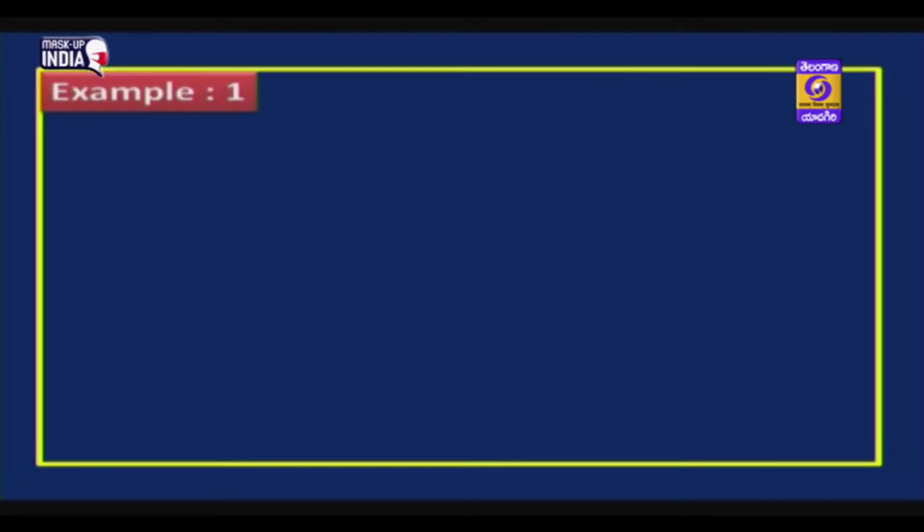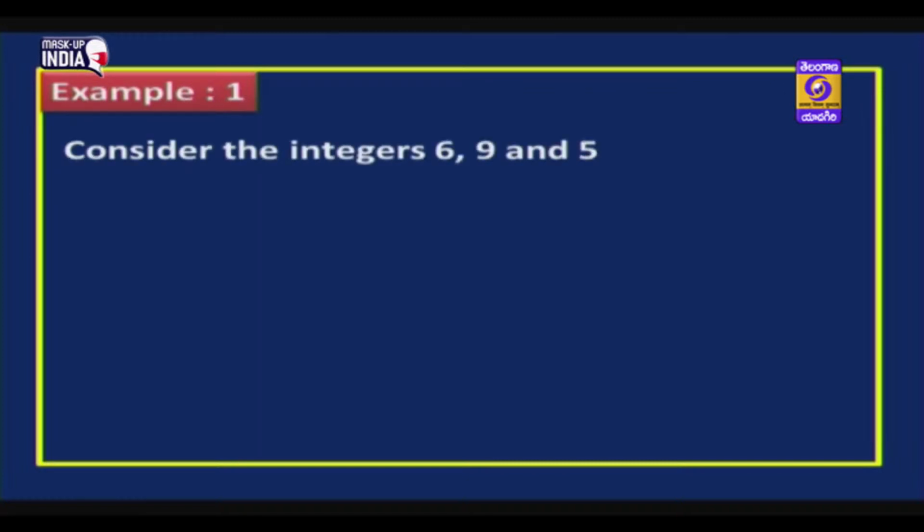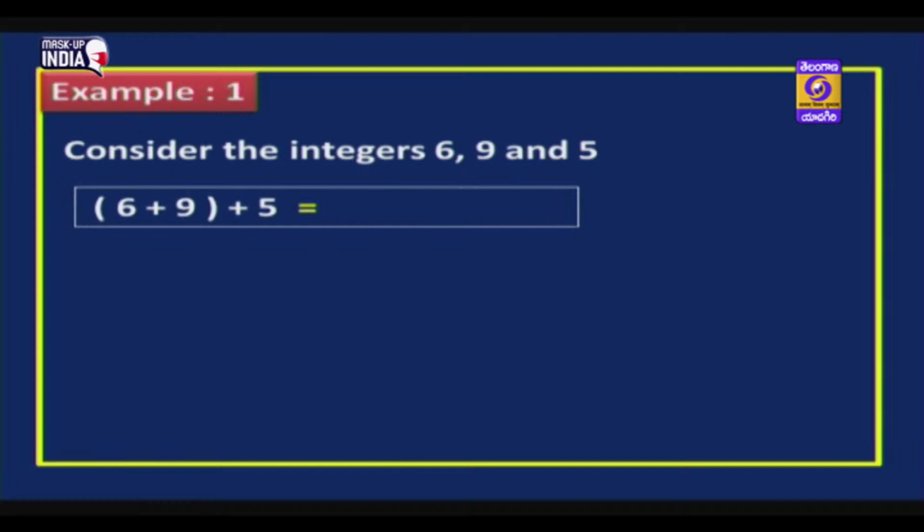Let us take an example here. The first example, consider the integers 6, 9 and 5. So, I am taking here 3 integers 6, 9 and 5. So, let us add these integers as shown. So, first I am taking 6 plus 9 in bracket, that means what? First I am going to add these 2 integers 6 and 9, and with these 2 the next one. So, what do you get, children? Yes, 6 plus 9 is 15 plus 5. When I add these 2 again, I will get 20.